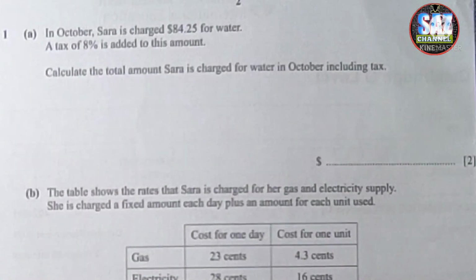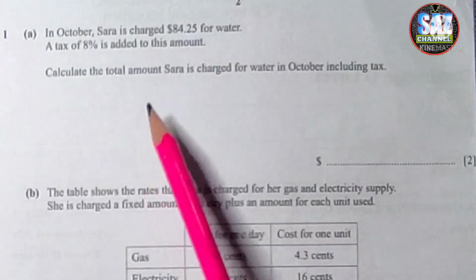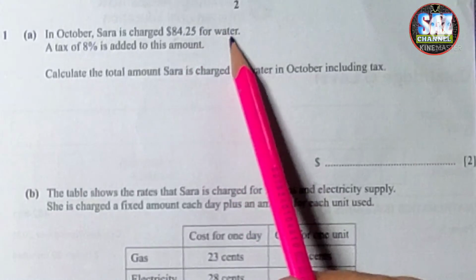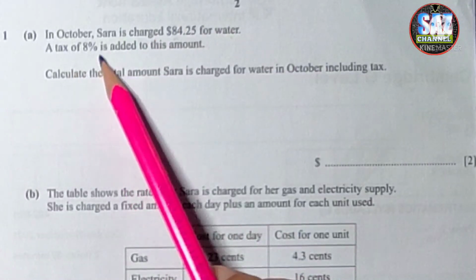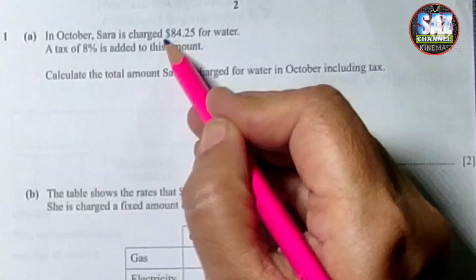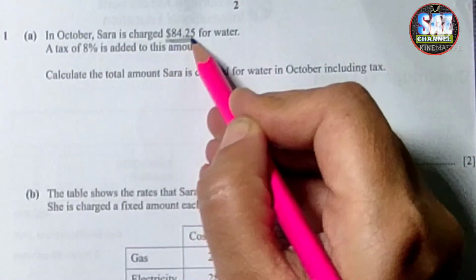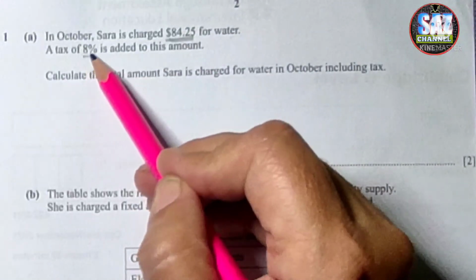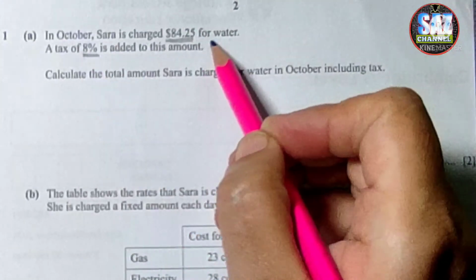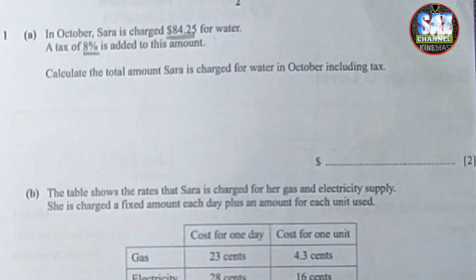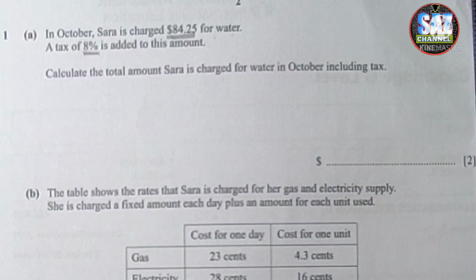Question 1 says, in October, Sarah is charged $84.25 for water. A tax of 8% is added to this amount. Calculate the total amount Sarah is charged for water in October, including tax.